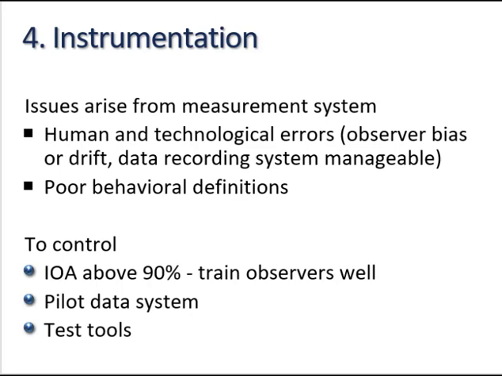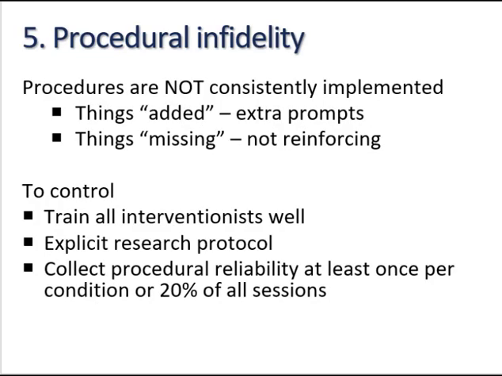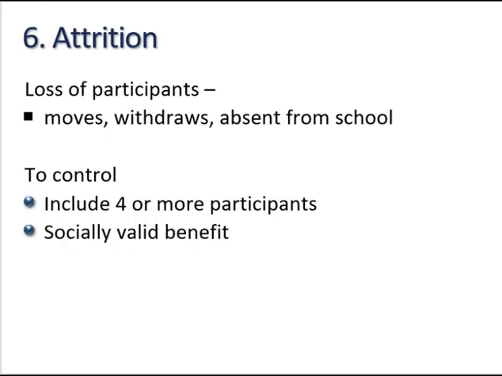Instrumentation threats refer to issues that arise from the measurement system. Human and technological errors, like observer bias or drift, or poor behavioral definitions, for example. Fidelity or integrity are important in single-case research. Procedural infidelity occurs when procedures are not consistently implemented. Things might be added, like extra prompts, or things might be missing, like no reinforcements.